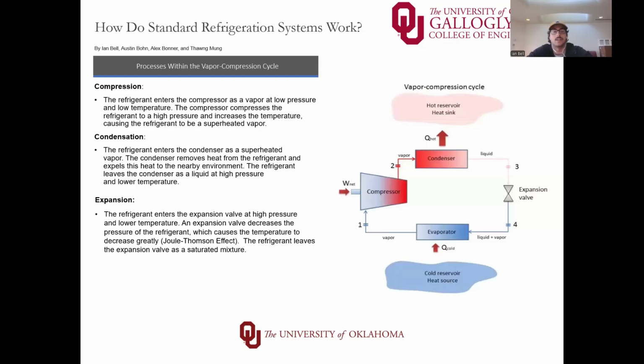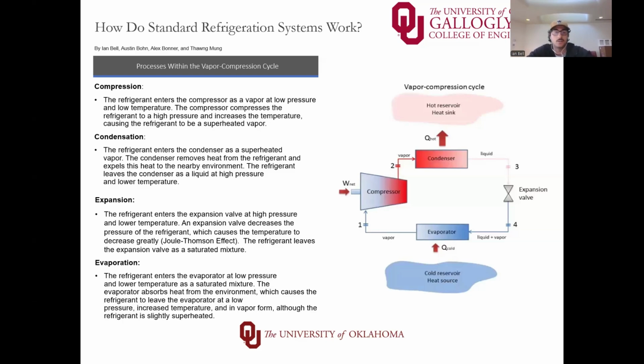Finally, there is evaporation. The cold mixture enters the evaporator. Here, the refrigerant absorbs heat from the environment, and this will be Q cold that you can see. As it absorbs heat, it fully vaporizes and becomes slightly superheated again. That vapor then returns to the compressor and the cycle repeats. Overall, the system moves heat from the cold reservoir to the hot reservoir using work input from the compressor.